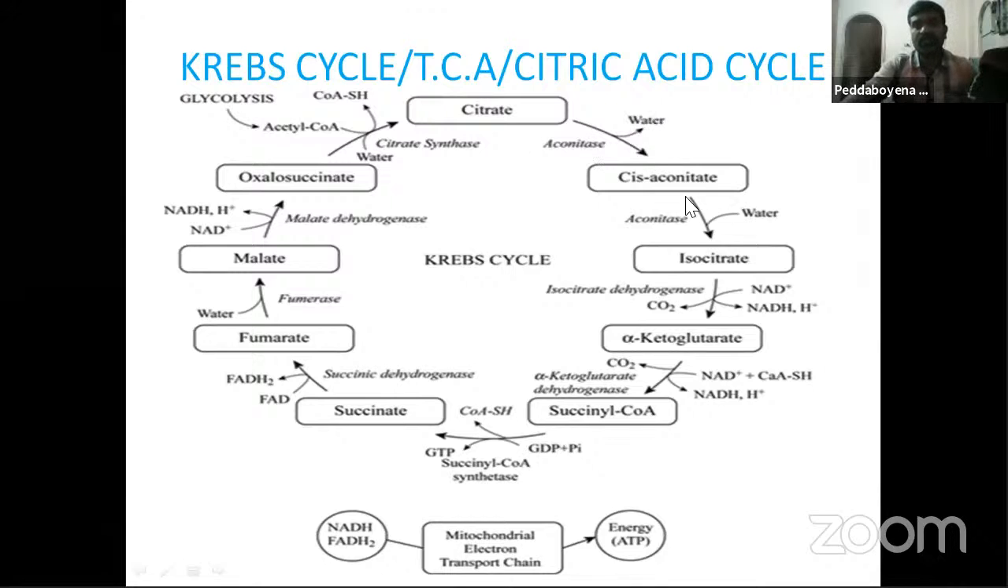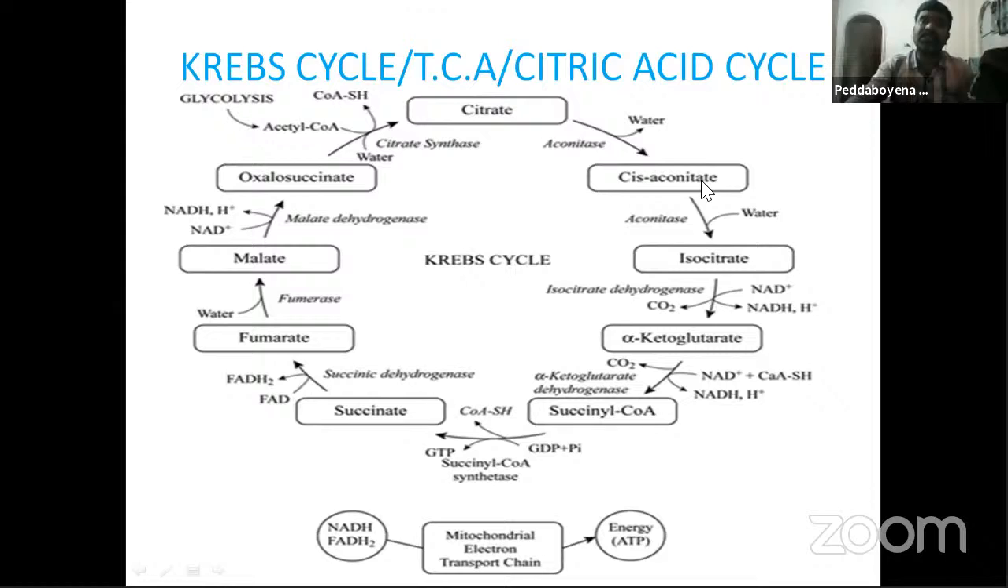The next reaction is hydration. In this reaction, water enters into cis-aconitic acid, or cis-aconitate. So this reaction is called hydration, and the above reaction was called dehydration. It is catalyzed by aconitase, the same enzyme here also. Dehydration and hydration, both reactions are catalyzed by which enzyme? One enzyme, aconitase. It is also a six-carbon substance, cis-aconitate.